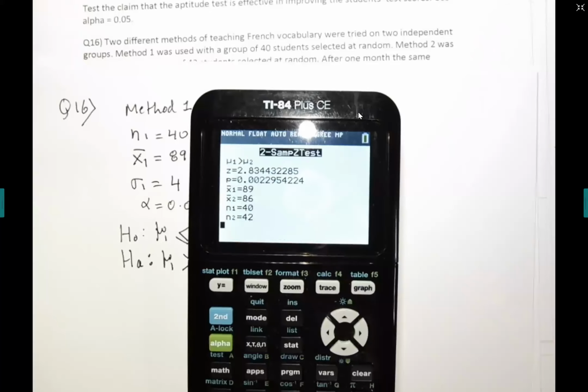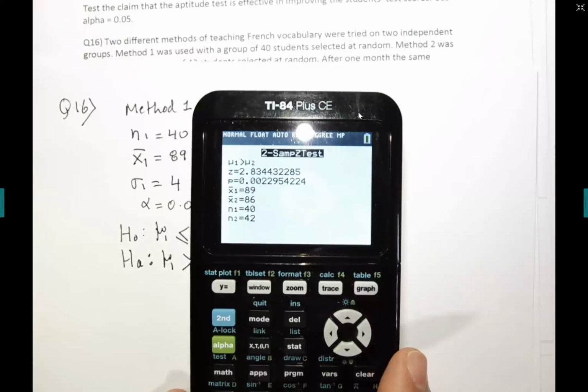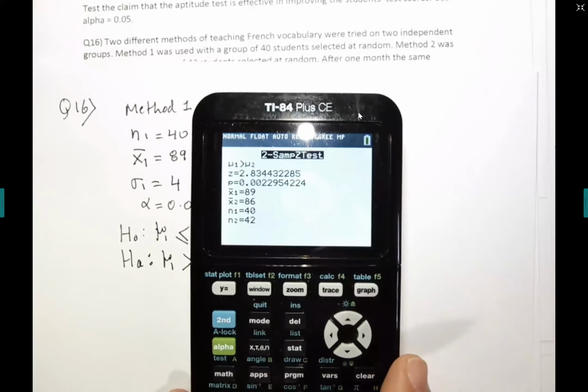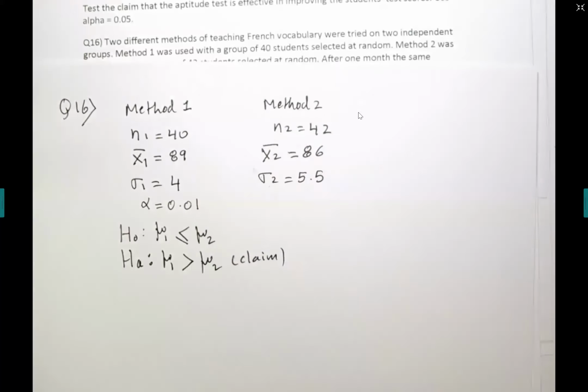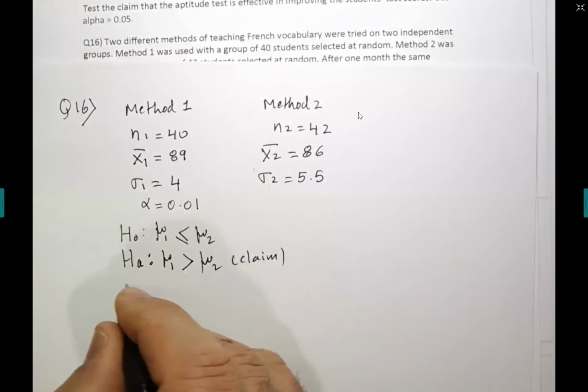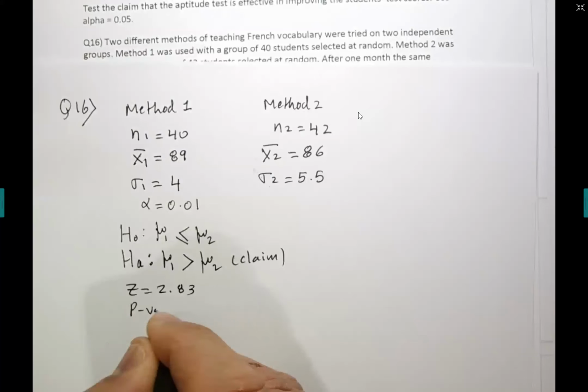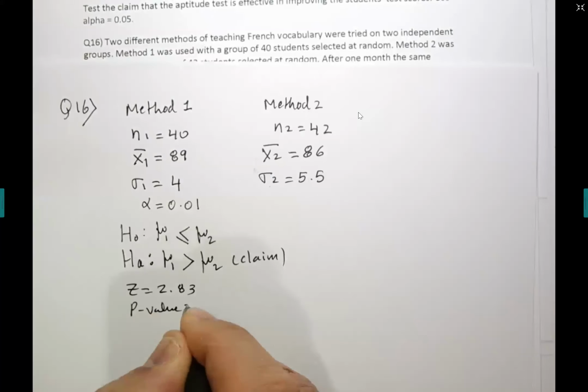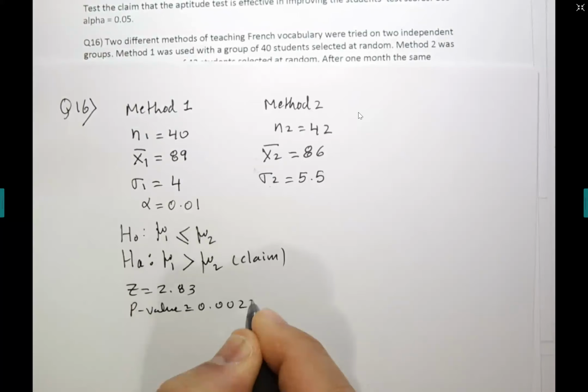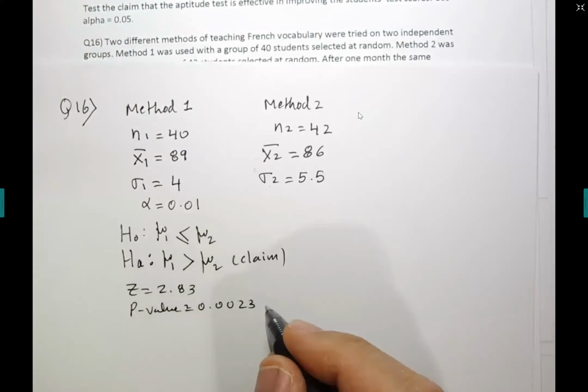And I got Z to be 2.83 and the p-value to be 0.0023. There you go. Before I move the calculator. We're gonna reject H0. It's the first time. This is less than alpha, guys.